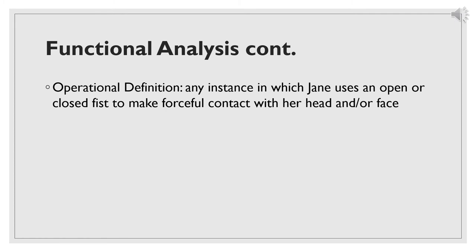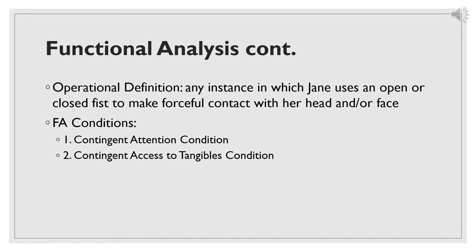The FA conditions that we will run are contingent attention. This means that we will withhold attention unless Jane engages in head hitting. Contingent access to tangibles. This means that we will remove tangibles unless or until Jane engages in head hitting. An alone condition, which is when we remove access to attention and tangibles to test whether the behavior is maintained by automatic stimulation. And finally, we will have a control condition, where we provide access to tangibles and attention.